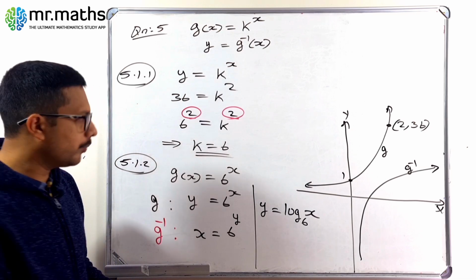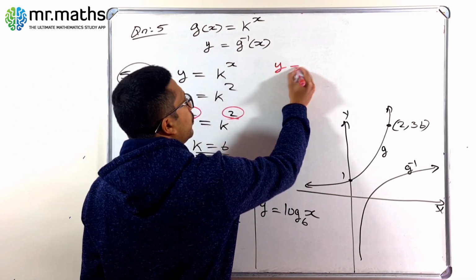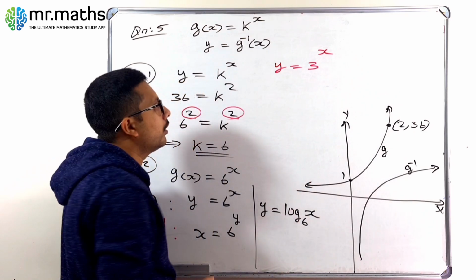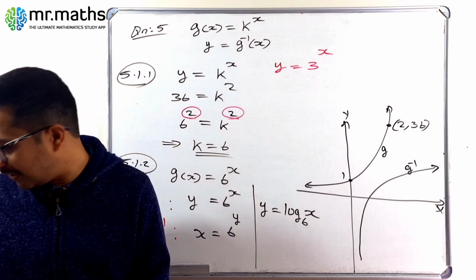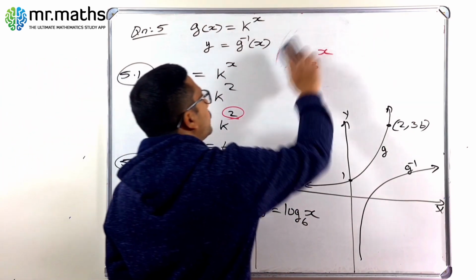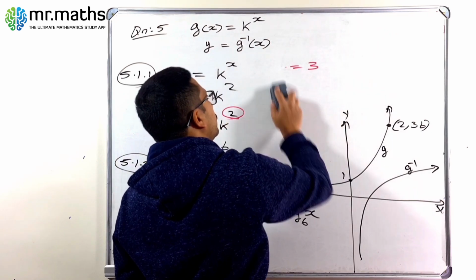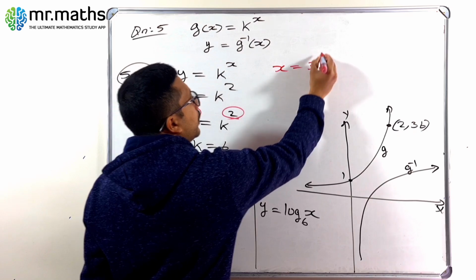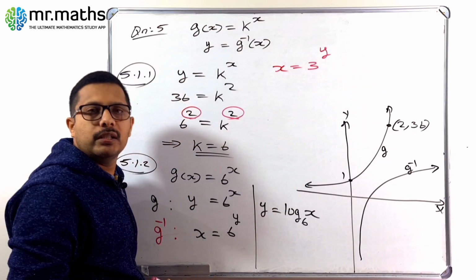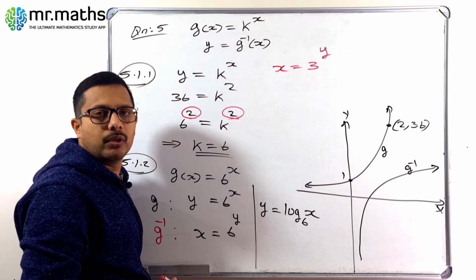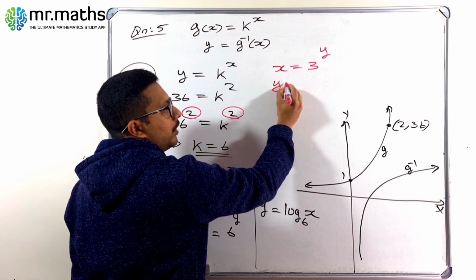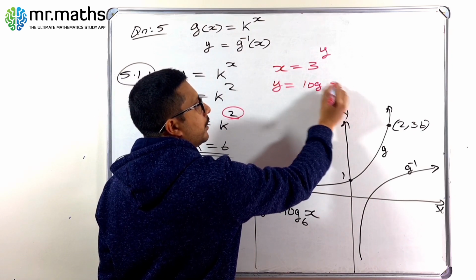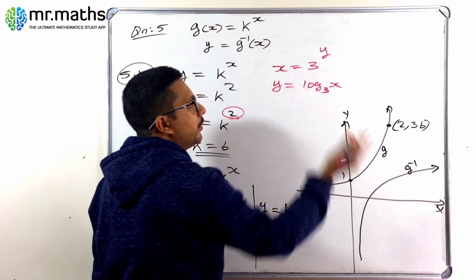Another example: x is equal to 3 raised to y. How can you write this equation in terms of y? y is equal to log of x, then what is the base? The base is 3, like that.